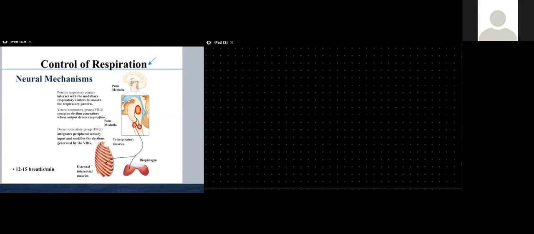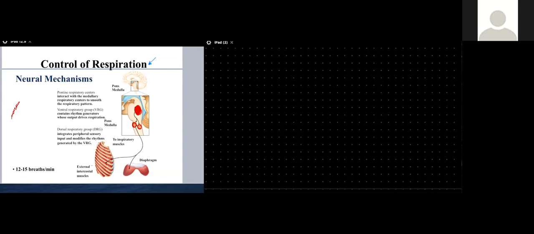So the pontine respiratory center is the one responsible for smoothing the respiratory pattern. So if you are breathing, you don't have this rough pattern of breathing. So you're not doing this. So it's smooth. Can you notice the difference here from the sound? Can you notice any difference between the two? So what makes it smooth is the pontine respiratory center.